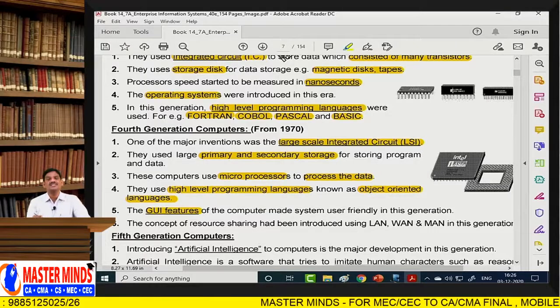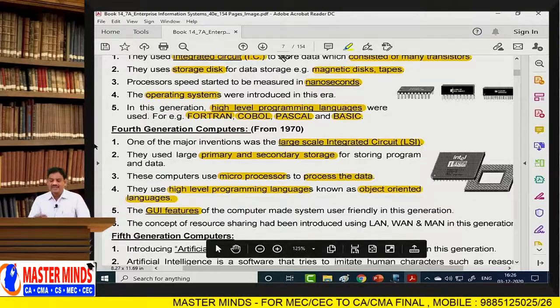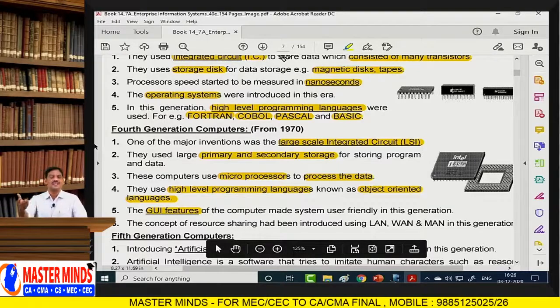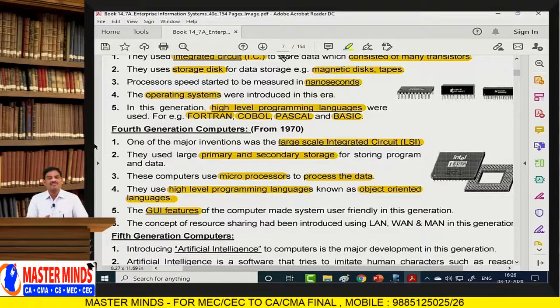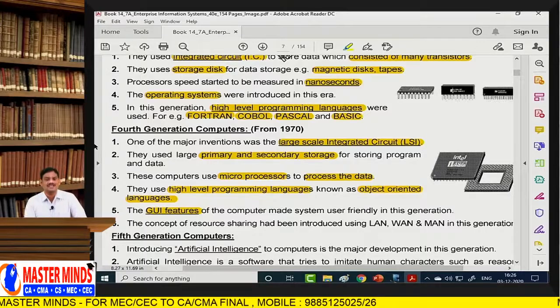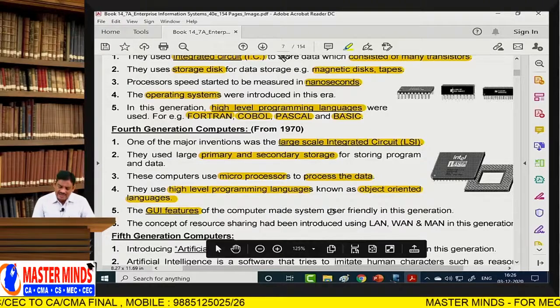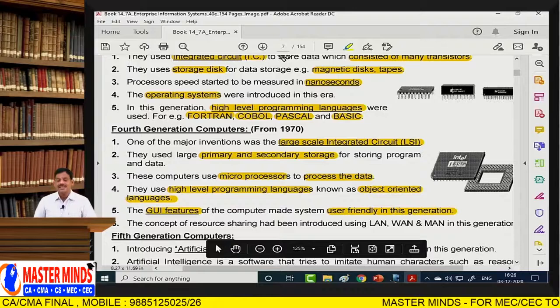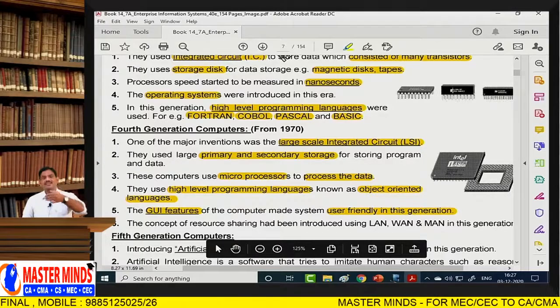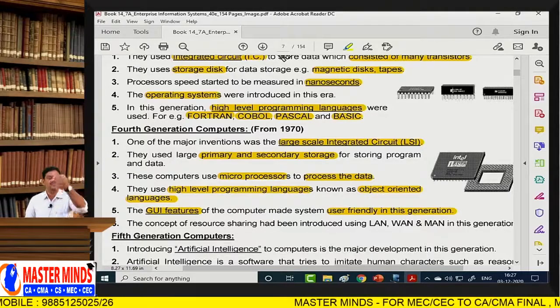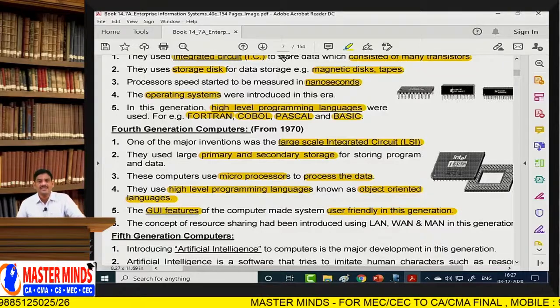For interaction with the system, I am using a mouse, which is called a graphical user interface. If I am going to interact with the system using keyboard events, keyboard typing, that is called a character user interface. Here, the fourth generation of machines used to provide graphical user interfaces so that it is easy to interact. Easy to interact is known as user friendliness.